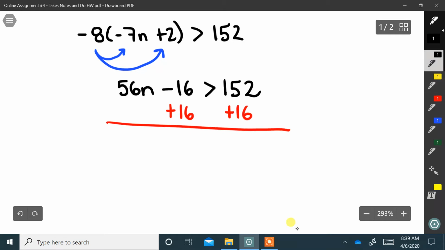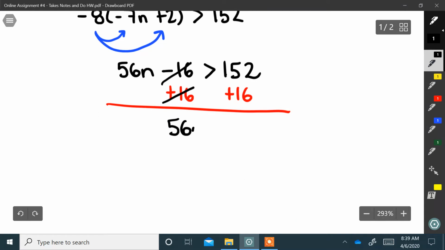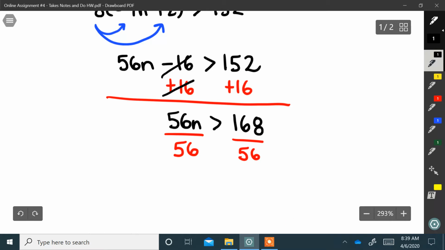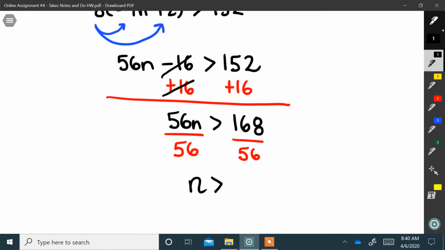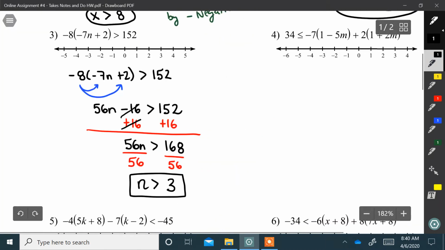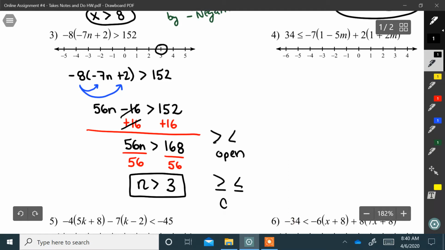This and this cancels. Okay, we're gonna add 152 plus 16. That's gonna be 168. Then my final step will be to divide by 56. That means 168 divided by 56, I'm going to assume it's 3. Yes, and that's correct. All right, so we're going to go to 3. We're going to put an open circle. Remember, this means open, and this means closed circle. On this one, we don't include the number. On this one, we do include it.